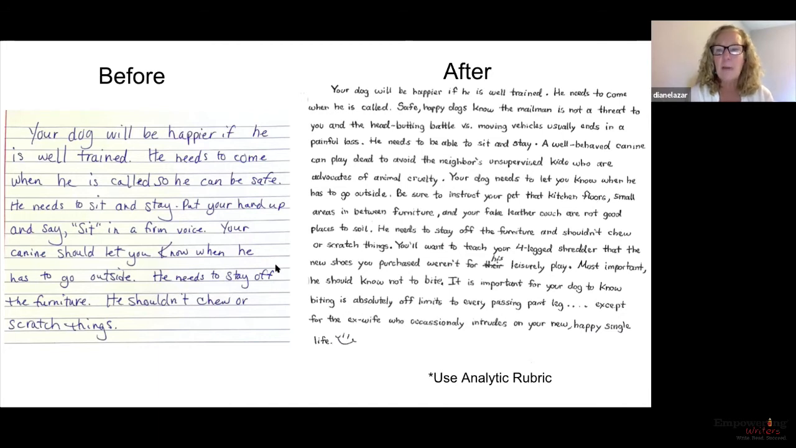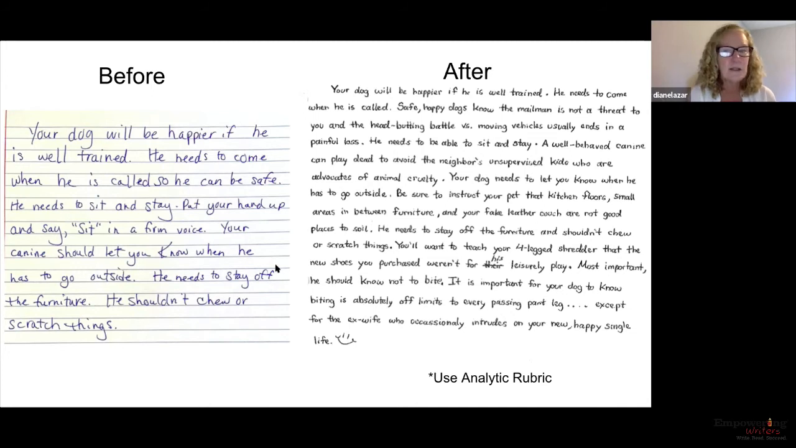Your dog will be happier if he is well trained. He needs to come when he is called. Safe, happy dogs know the mailman is not a threat to you, and the head-butting battle versus moving vehicle usually ends in a painful loss. I want to point out as well that safe, happy dogs was one of the sentence starters provided that my student also was able to apply.